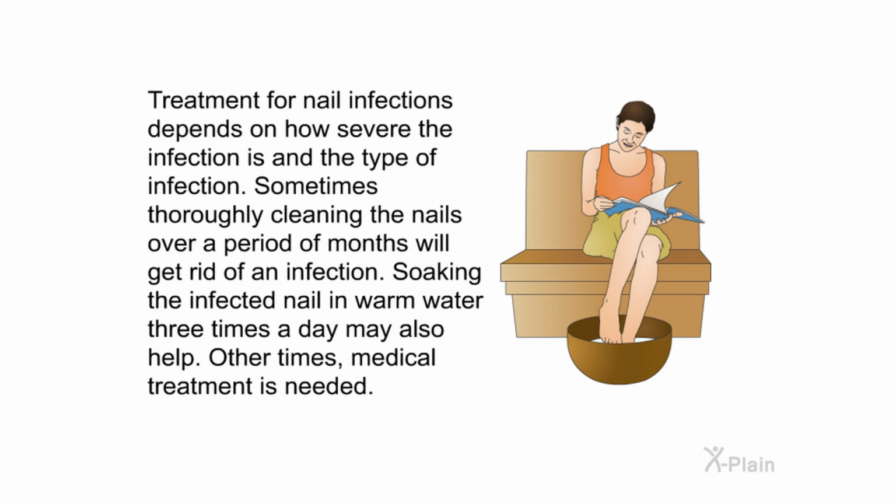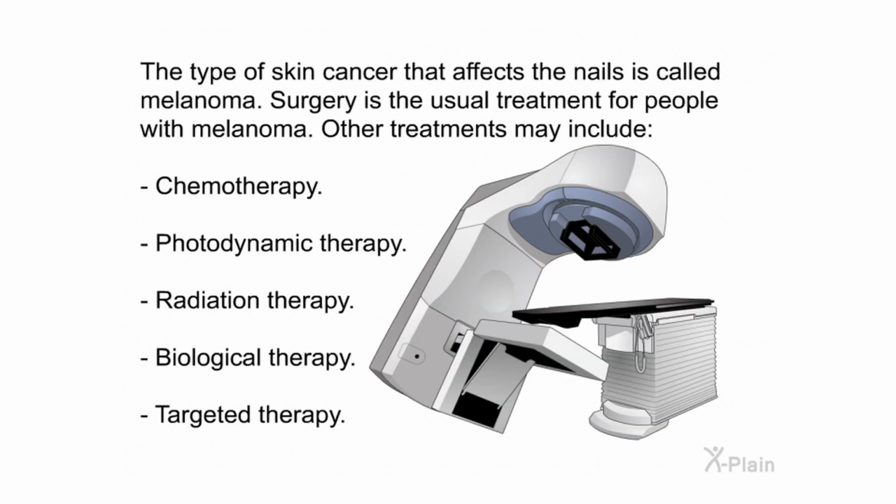Treatment for nail infections depends on how severe the infection is and the type of infection. Sometimes thoroughly cleaning the nails over a period of months will get rid of an infection. Soaking the infected nail in warm water 3 times a day may also help. Other times, medical treatment is needed. The type of skin cancer that affects the nails is called melanoma. Surgery is the usual treatment for people with melanoma. Other treatments may include chemotherapy, photodynamic therapy, radiation therapy, biological therapy, targeted therapy.